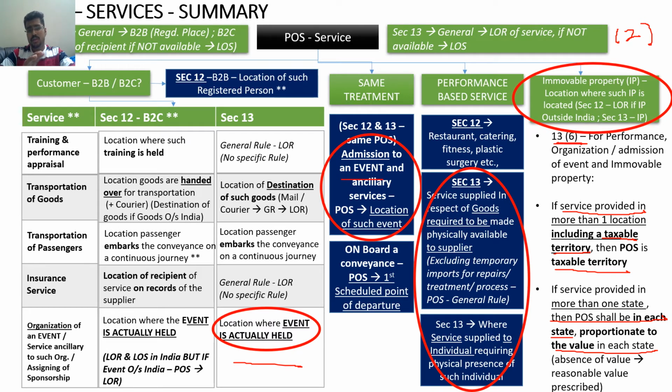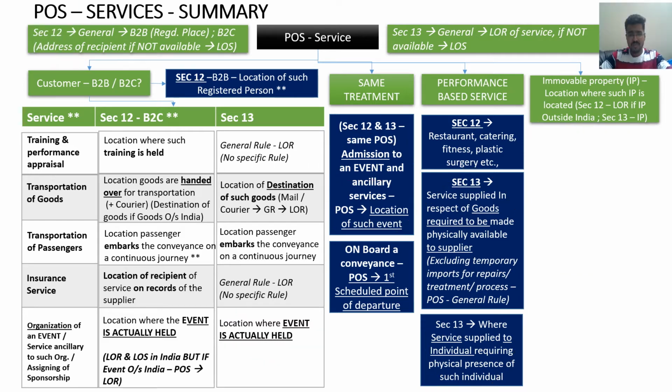Now the service is provided in each respective state to the extent proportionate to the value. Let's say 30% value in Tamil Nadu, 20% in Maharashtra, and 50% in West Bengal. So this is proportionate to the value. The contract should say this is the value in which the service has been agreed to provide in each state. Then the place of supply to that extent will be in these respective states. So this is 13 subsection 6. What if the service is in more than one state? What if the service is in a place outside the taxable territory and inside the taxable territory, right?